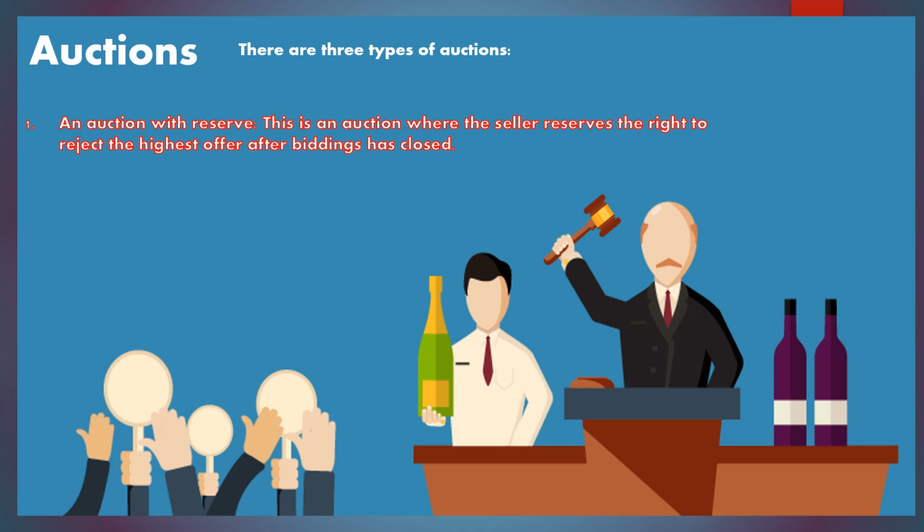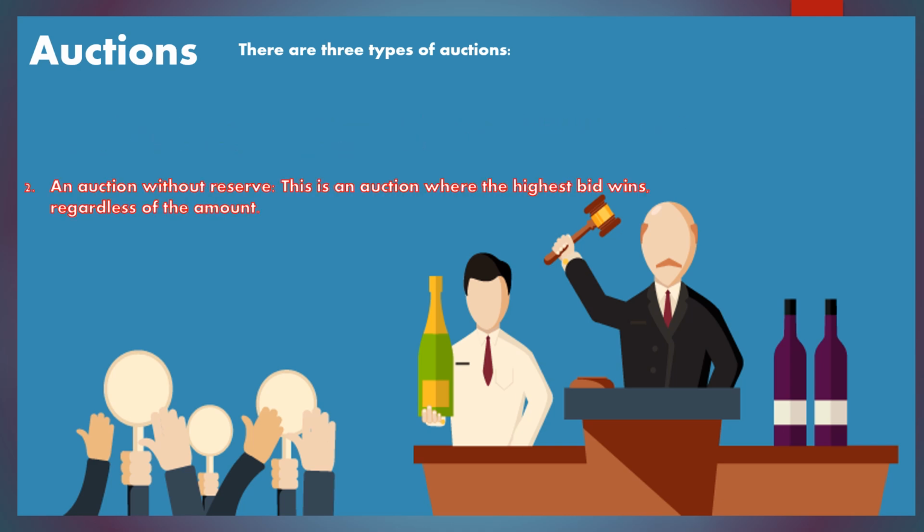Now, the second type of auction is an auction without reserve. This is an auction where the highest bid wins regardless of the amount. Now, a lot of times you'll have an auction without reserve when the seller has very little interest or very little investment in the item that they're selling.